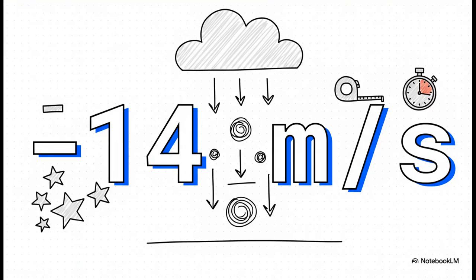All we have to do is take the square root of 196, which is 14. So the final velocity is negative 14 meters per second. The number 14, that's the speed. And that little negative sign just reminds us which direction it's going, down. And just like that, we did it. We found the speed, and we never even thought about time.